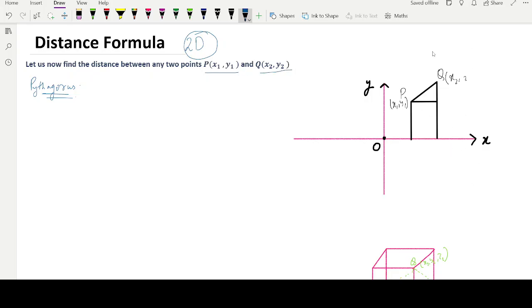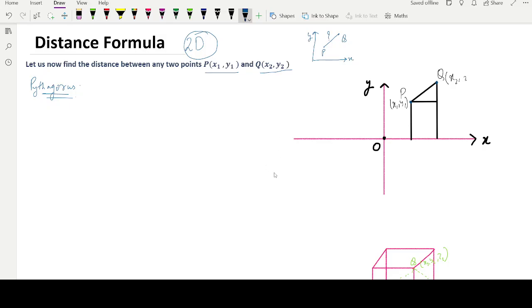I have already drawn this diagram. This point is P and this point is Q. If you cannot visualize it like that, this is the xy plane and there is a point P and there is a point Q. We have to find this distance PQ.